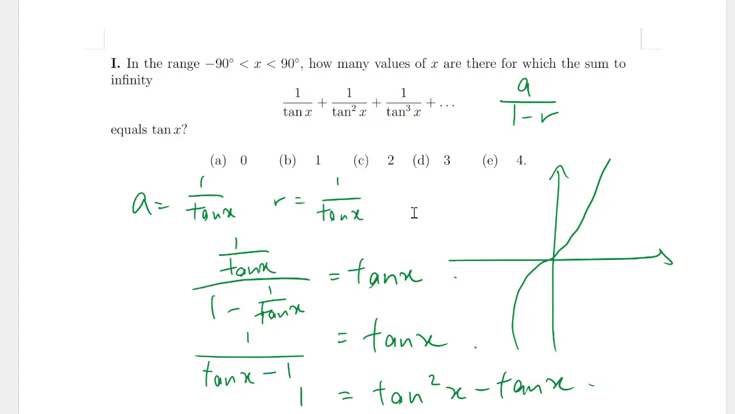So therefore, I'll have two solutions, because one is generated by tan x equals a, the other by tan x equals b. So you see, I don't care what the value of x is. I only care how many solutions there are. Classic trick.